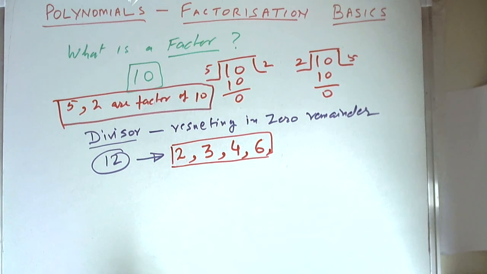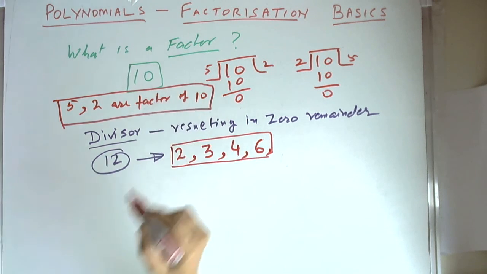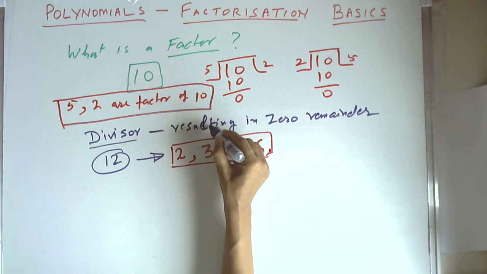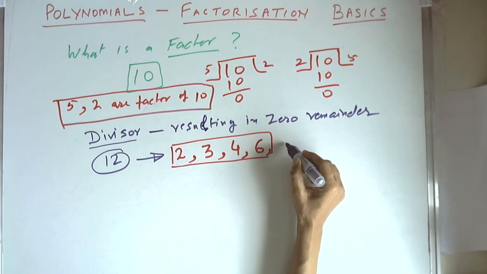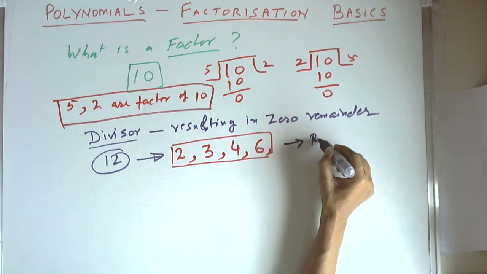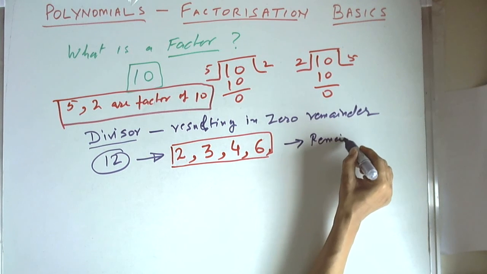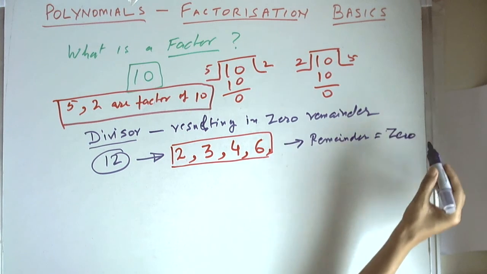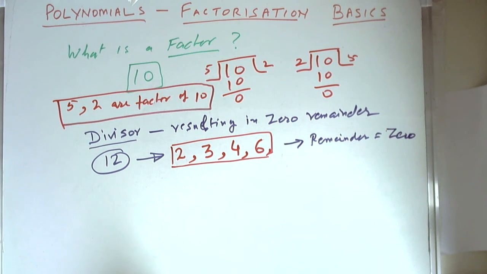So what we have understood is that a factor is nothing but a divisor which will result in the remainder being 0. The remainder should be 0. So it is basically a process of division by which we can do factorization. Factorization is the process or the method by which we can find factors.